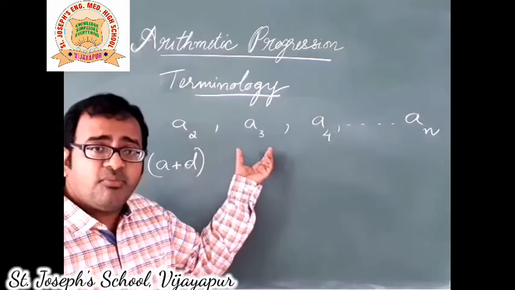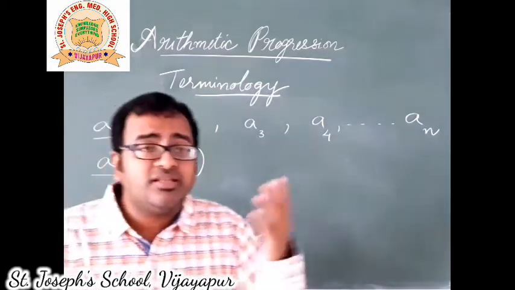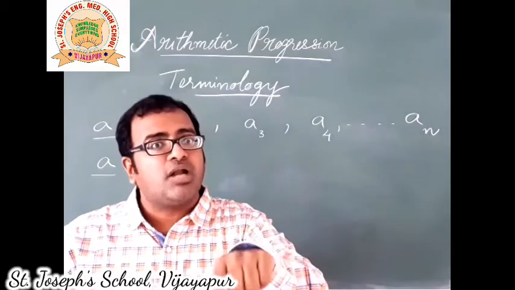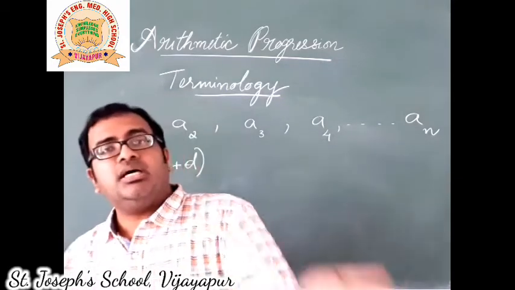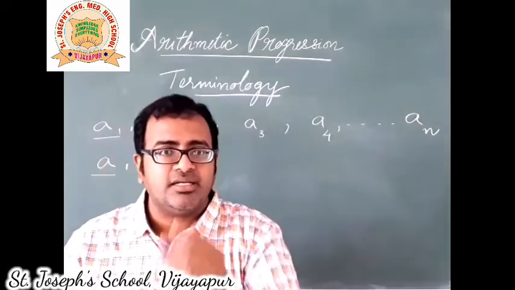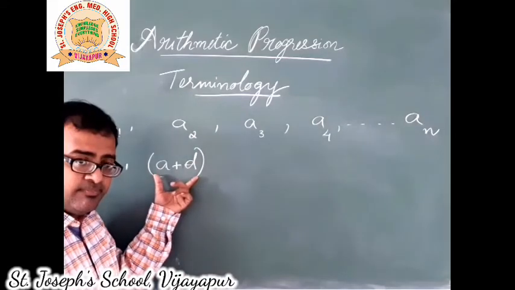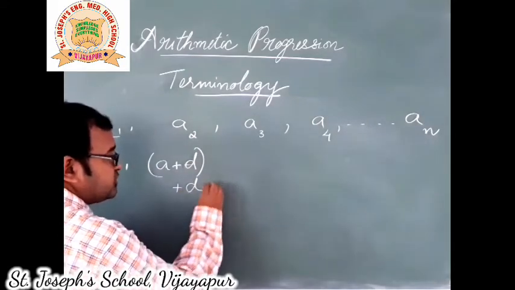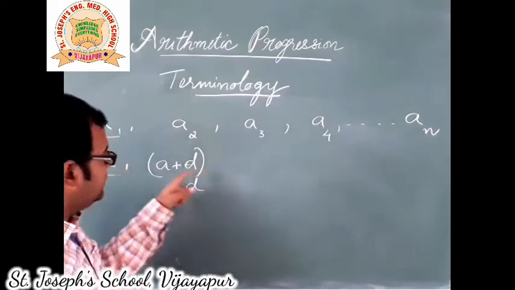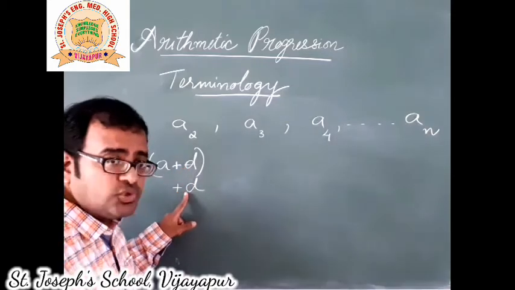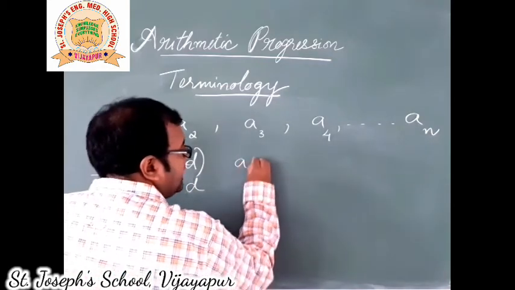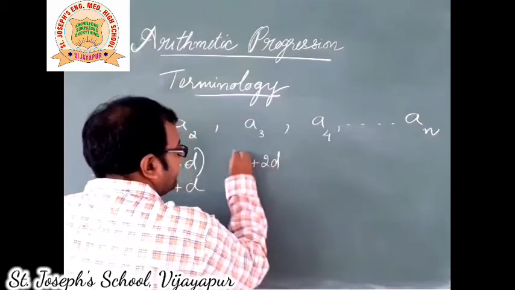What is the general form of A3 then? How will you get the third term? Third term is got by adding D to the previous term, that is second term. Second term is A plus D. Let me add one more D to it. I'll get the third term. D plus D becomes 2D. So this will be A plus 2D.